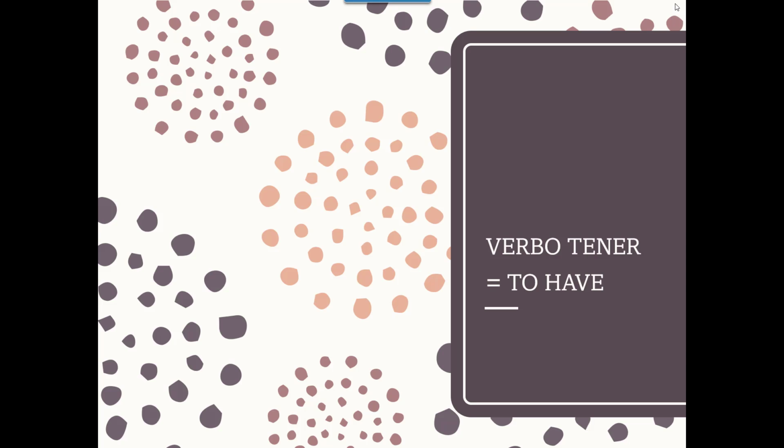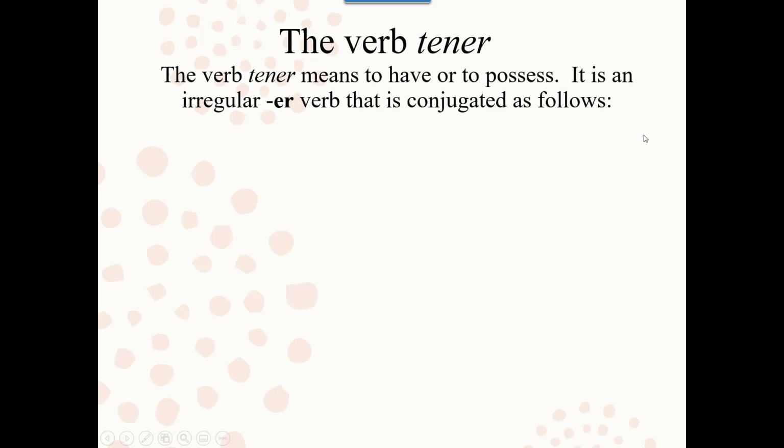Hola, in this video I will talk a little bit about the verb to have. Verbo tener. Verbo tener. What is this verb? Well, tener means to have or to possess something, right? So I'll talk a little bit about the uses and the conjugations and all of these things.